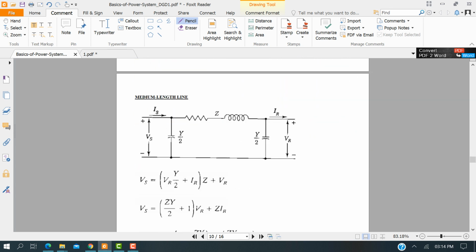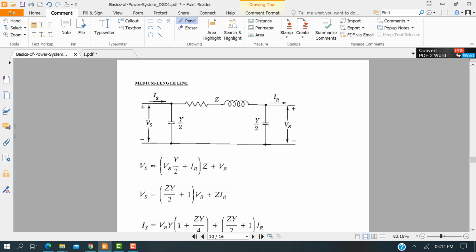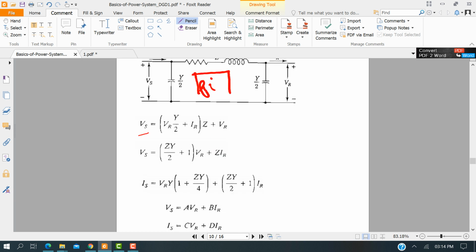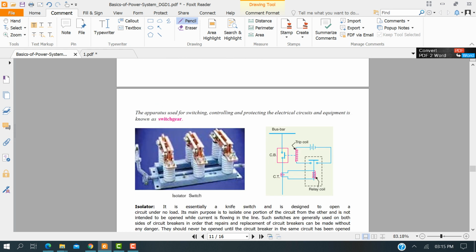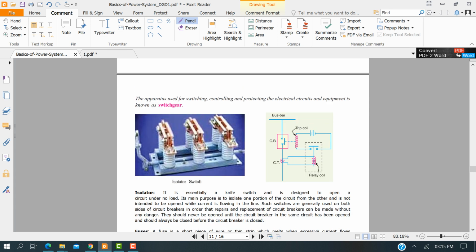And this is the medium transmission line. It's just a pi shape. The admittance over here is connected on the two sides for compensation purposes. It's a pi shape, and the sending end voltage equation is there, and the sending end current, and in general it can be expressed like this. So A, B, C, D are the transmission line constants. And now I will talk about the switchgear.